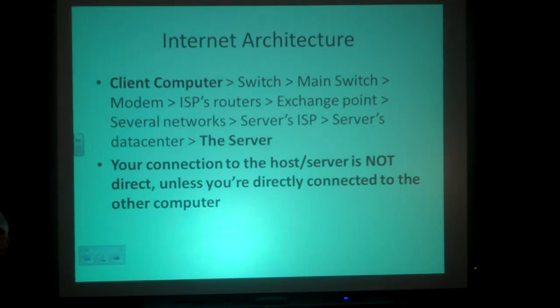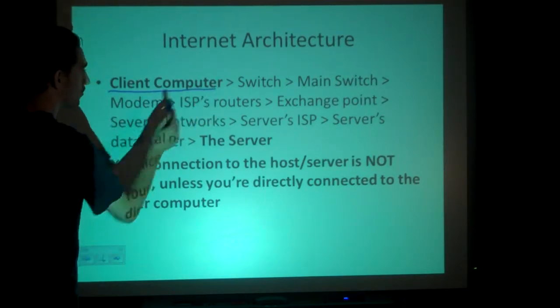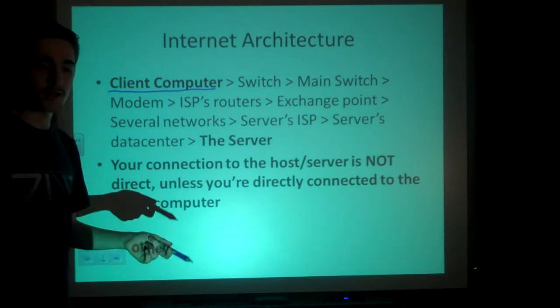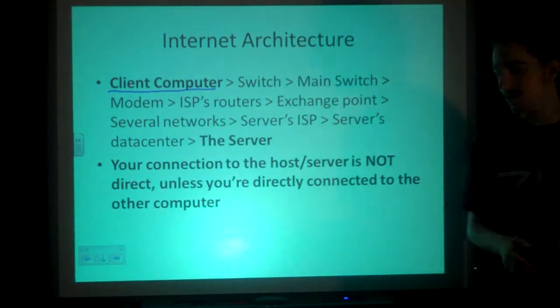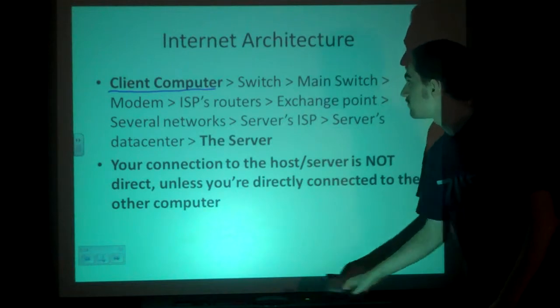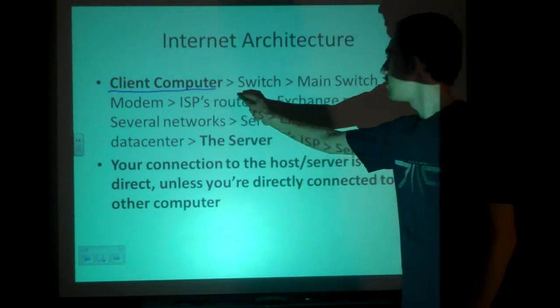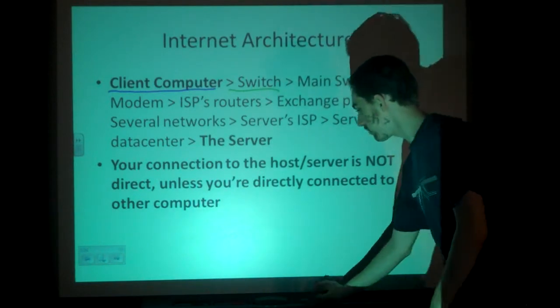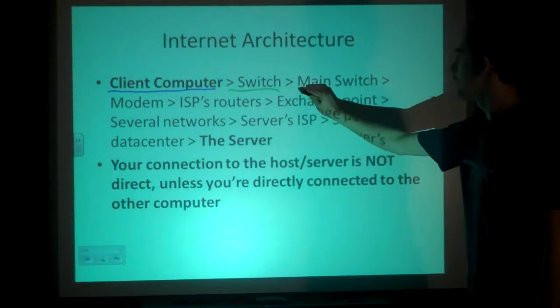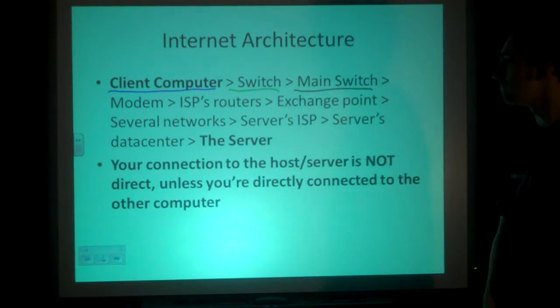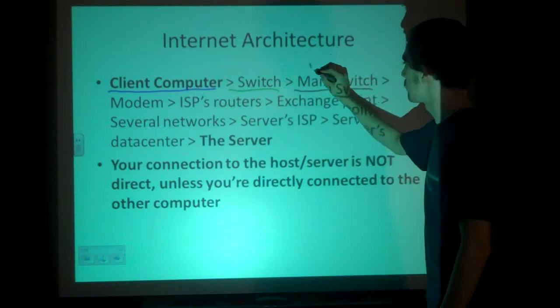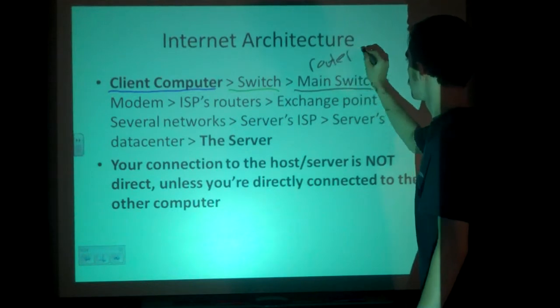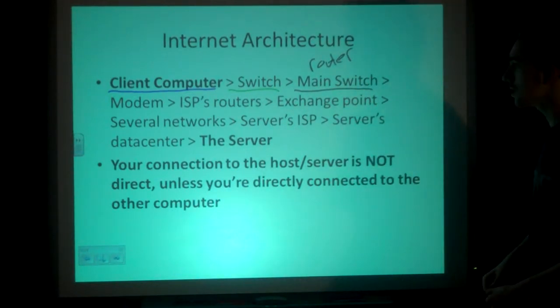Internet architecture. This is how the internet is broken down. When you go to Google, you're on a computer that's called the client computer. Anybody heard of a client? I think we talked about this yesterday, didn't we? Yes, we did. Nodes. And then it goes to some kind of switch if you're on a business network. And then it goes to the mainframe switch, which is usually a router.